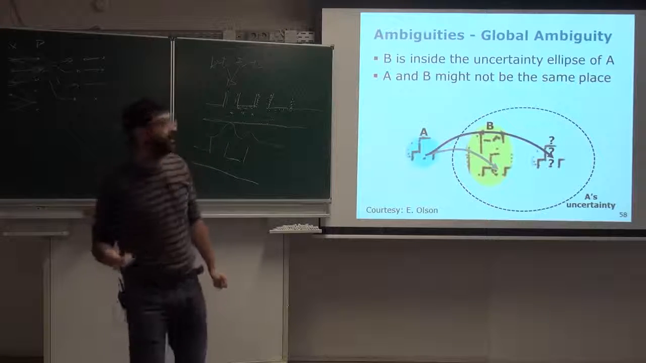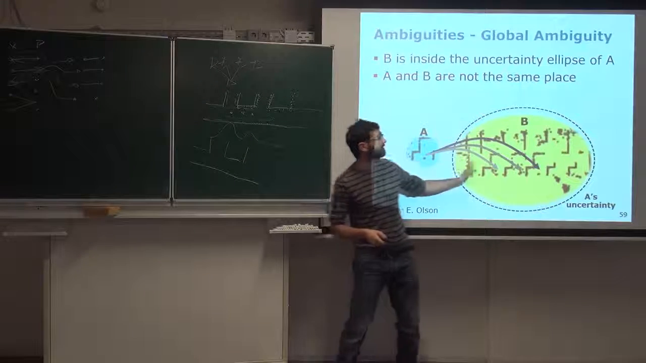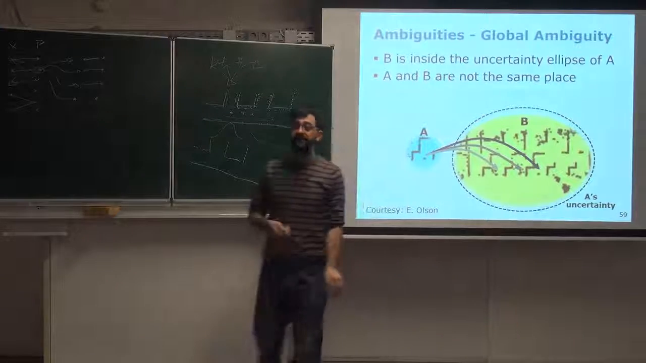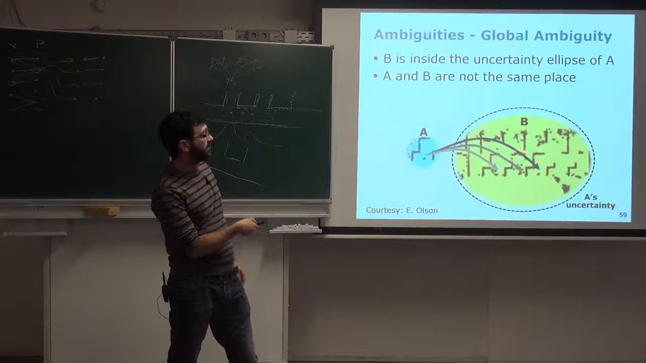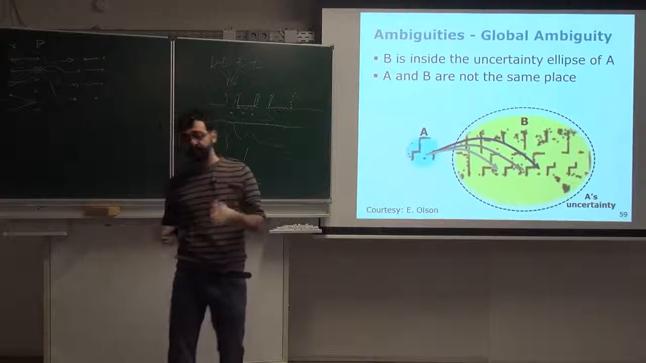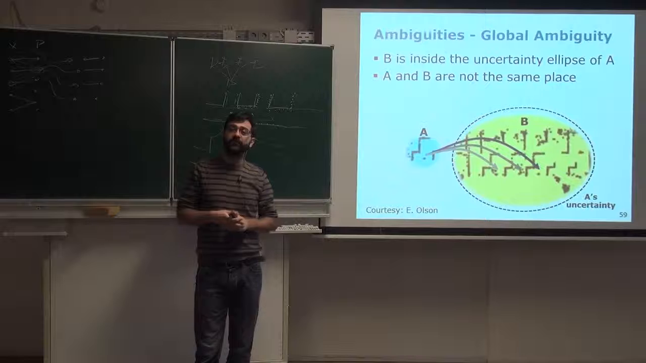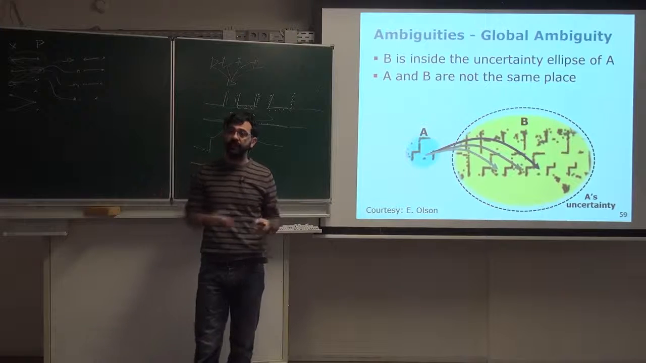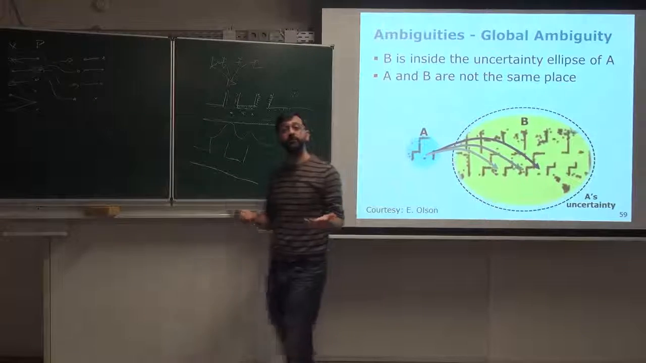Okay, and if you now open up the whole environment at the same time, you can see that this is an environment which has a lot of repetitive structures, and actually the real place where A is this one, and those are just other hypotheses which are very likely from an appearance point of view, but they are not likely from a global matching point of view. Okay, so they look locally very nice, but globally they don't.